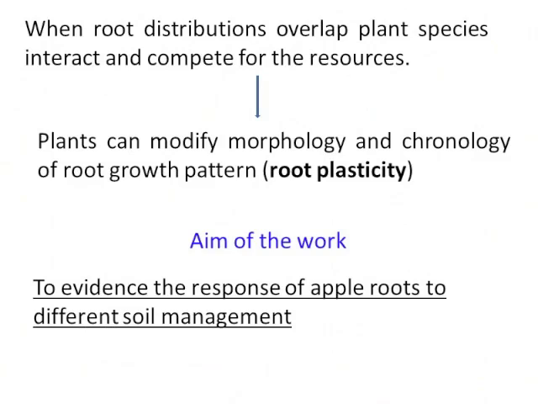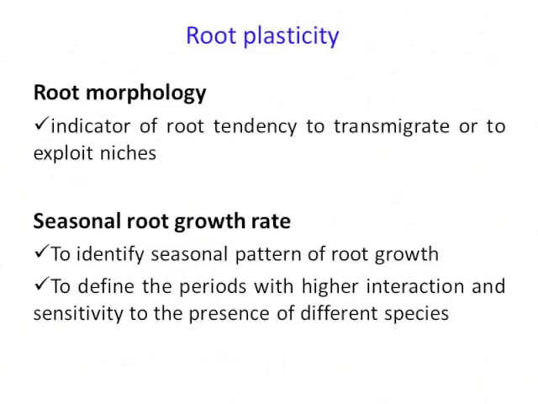So we try to work on the upper root growth in this different soil management, watching the root plasticity, so the root morphology, the dimension of the root system, the order of ramification, and how they transmigrate and occupy a niche. And then we went to work on seasonal root growth rate, to try to describe how the root growth is along the season. In this way, if we watch all the different root systems that are working together, we can see if there is the possibility to have a competition against some weeds or not.